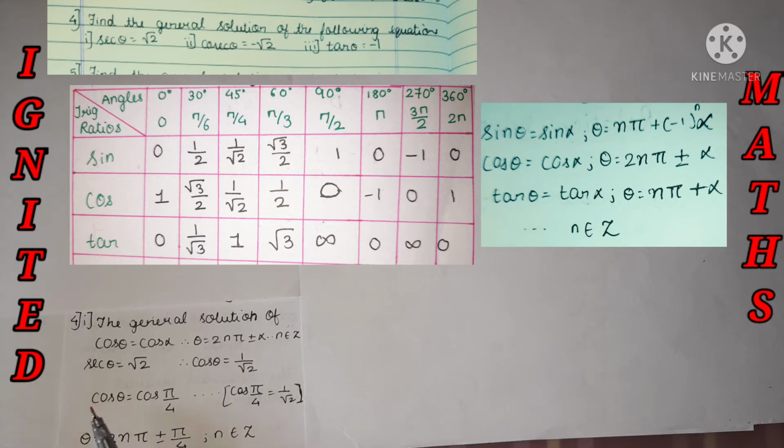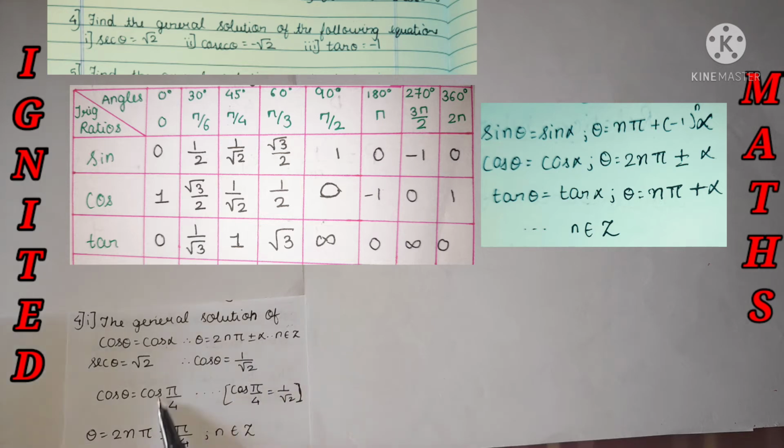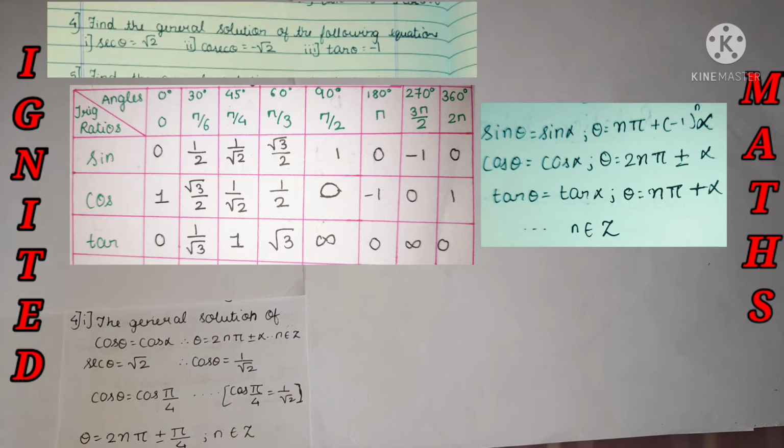So it is in the form of cos theta is equal to cos alpha. By the general solution, theta is equal to 2n pi plus or minus alpha, in which n belongs to the integers. So in the place of alpha, we need to represent pi by 4, and we will be getting the answer.